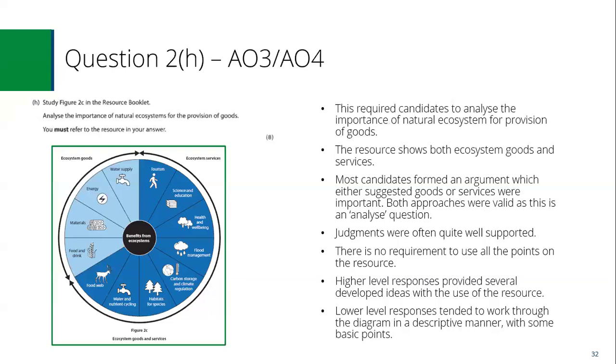In the analyse question, it's important here to analyse the importance of natural ecosystems. It required us to consider the importance of natural ecosystems for the provision of goods. The resource shows both ecosystem goods and services, goods on one side, services on the other. Most candidates formed an argument which either suggested goods or services were important. Both approaches were valid, as this is an analyse question, so it's quite easy to go into one, giving reasons for why ecosystem goods are good and why the services are good as well.